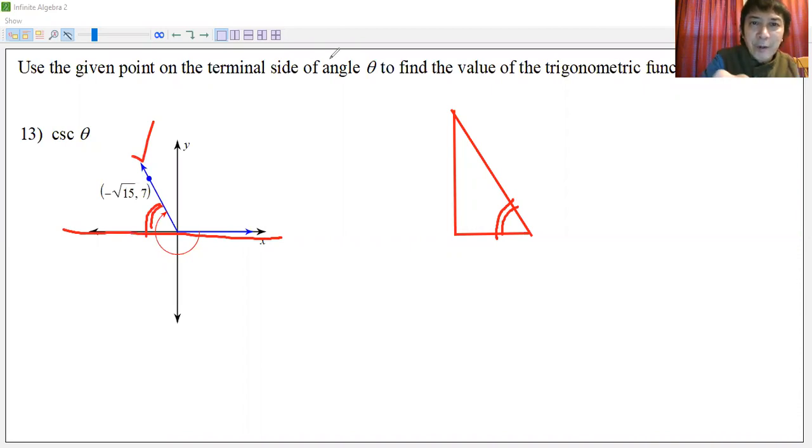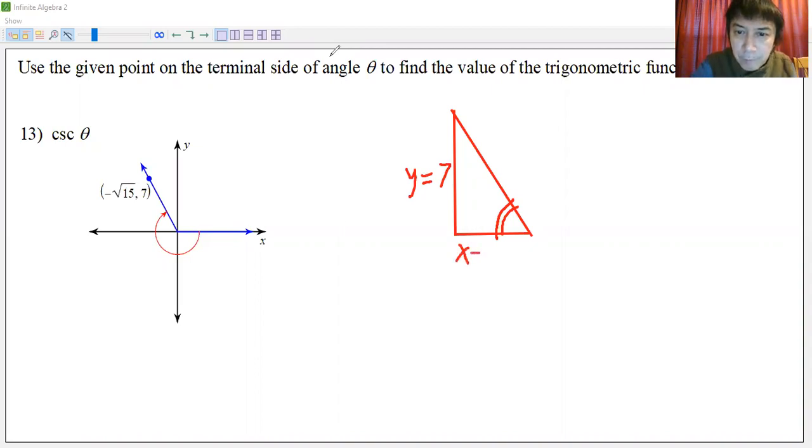Let me clear our diagram so that it will not be messy. So let's put the x and y first. Our y is the second number, that's the positive 7. So y is equal to 7. Our x is the first number, negative square root of 15, and that will be for the adjacent side with respect to the reference angle.